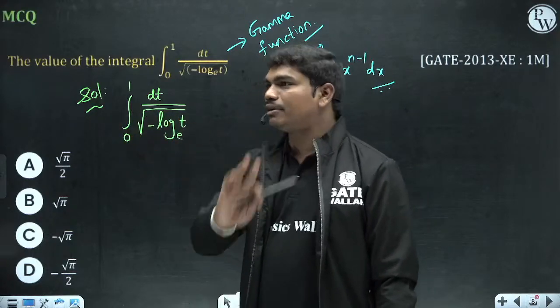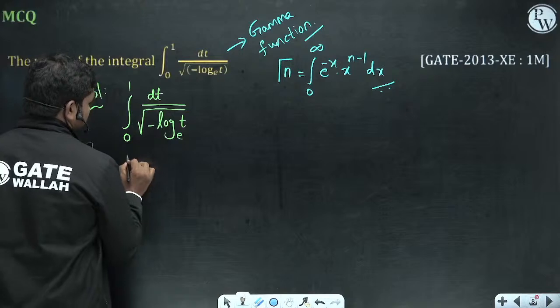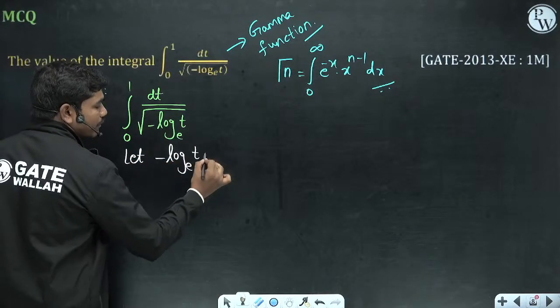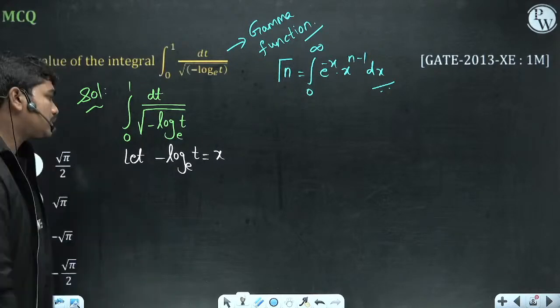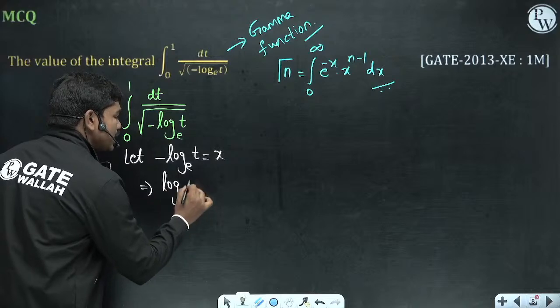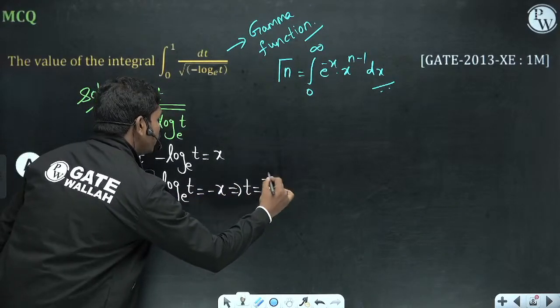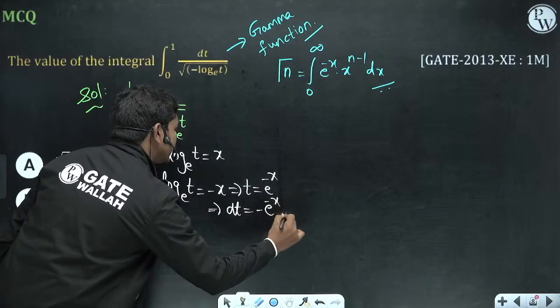Yes, exactly. Okay, now if you see this, let minus log t to the base e is equal to x. So then if you see this, log t to the base e is equal to minus x. So t होता है e power minus x, है ना. So dt क्या होता है? minus e power minus x dx.